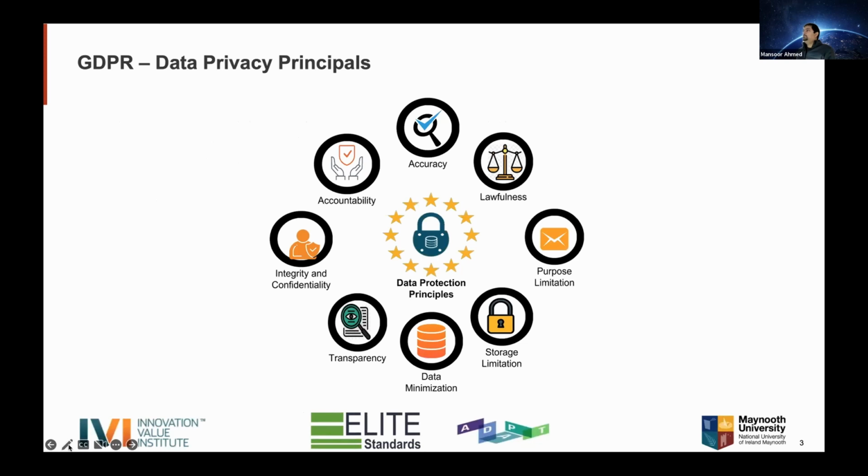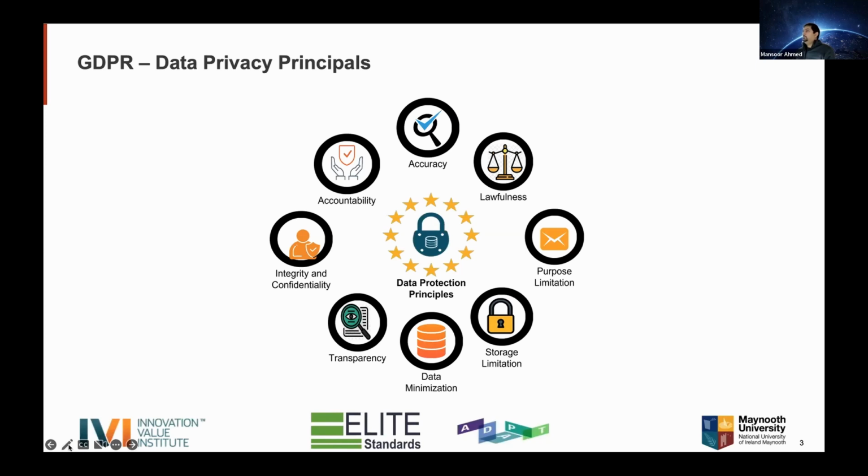Lawfulness states that personal data shall be processed lawfully, fairly, and in a transparent way. Purpose limitation means that personal data is collected for some specific, explicit, and legitimate purpose. And storage limitation should be there: personal data shall be kept in a form which permits the identification of the data subjects for no longer than necessary. Data minimization: personal data shall be adequate, relevant, and limited to what is necessary in relation to the purpose for which it is processed.